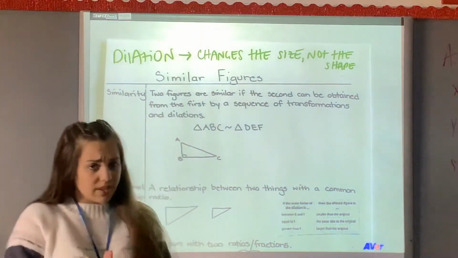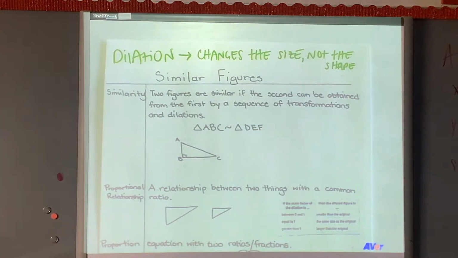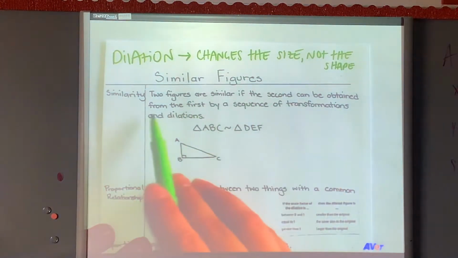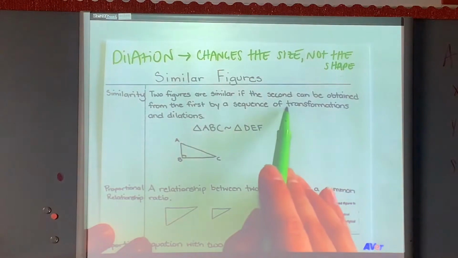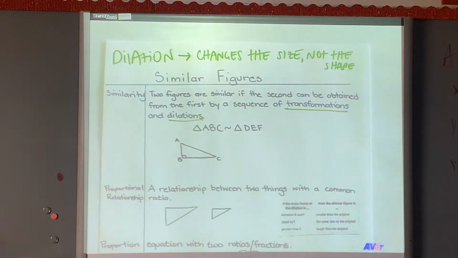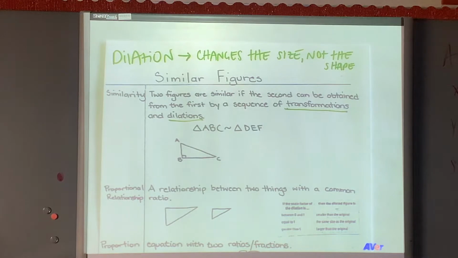It doesn't mean perfectly alike. Congruent would mean perfectly alike. However, similar just kind of means kind of alike. So similarity is: two figures are similar if the second one can be obtained from the first by a sequence of transformations and dilations. We do know the word transformations. That would be something like translation, rotation, reflection. And dilations are our newest transformation and our final transformation for the unit.